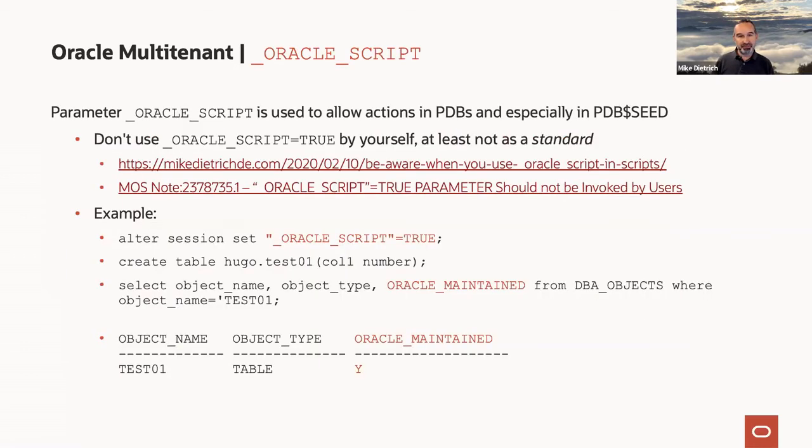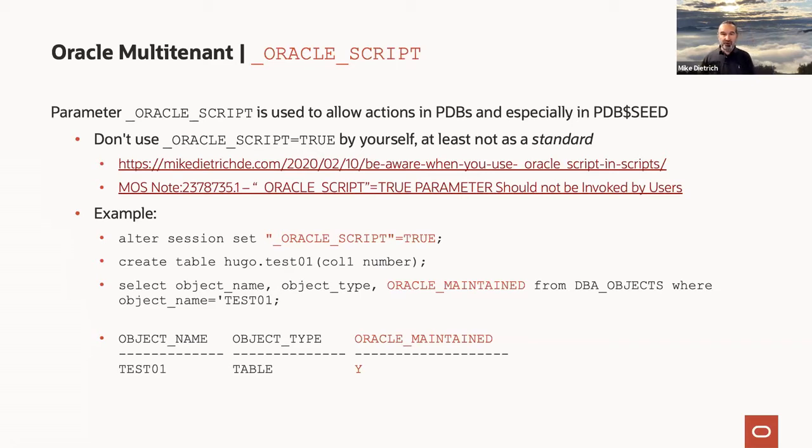The PDB$SEED, I told you it's read only by default. And if you need to change anything in the PDB$SEED, and you will find this underscore in all our RDBMS admin scripts as well, it's called _ORACLE_SCRIPT. And this is also, I think, not in the Oracle documentation, but you find a few traces in My Oracle Support notes. So _ORACLE_SCRIPT is used to allow actions in PDBs, and especially in the PDB$SEED. But don't use it by yourself.